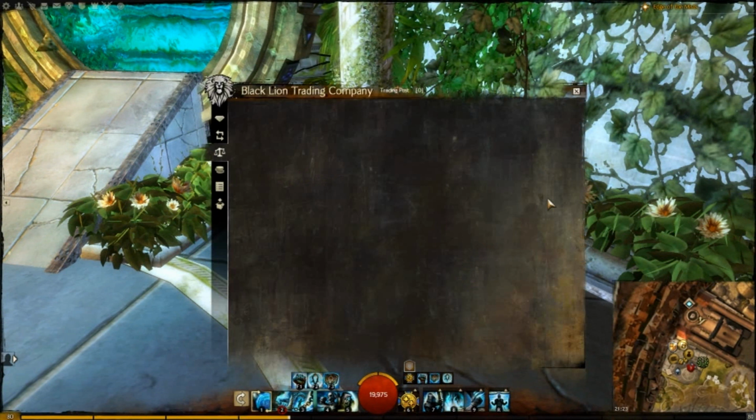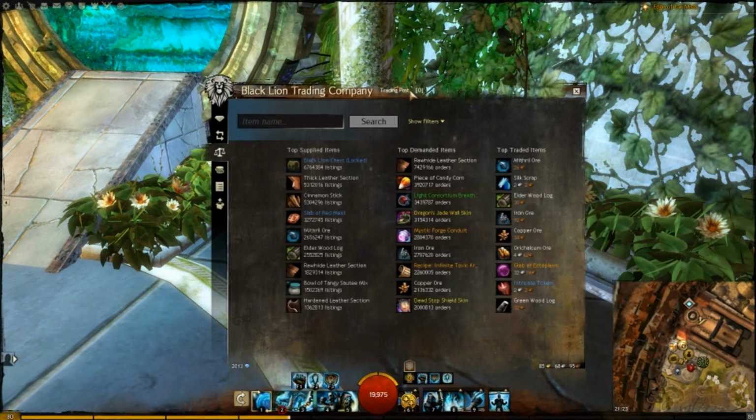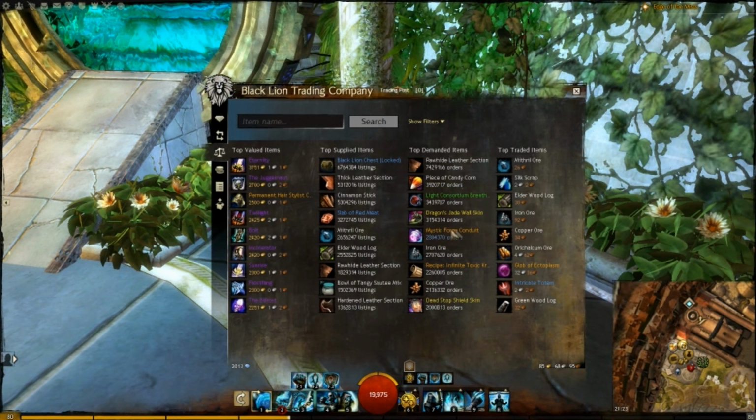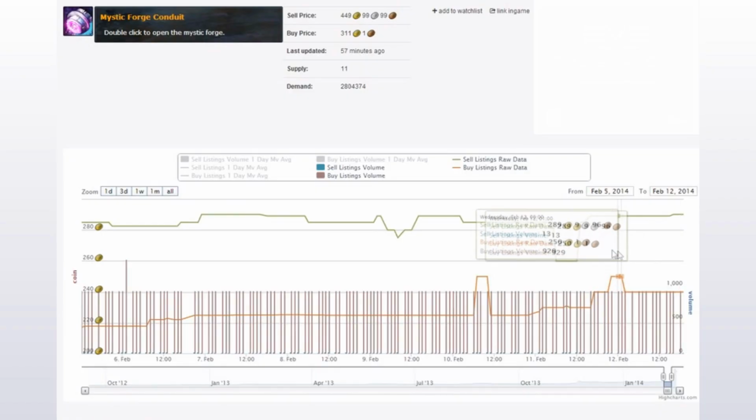If you have used the trading post on the weekend, you may have noticed that the Mystic Forge Conduit was listed in the top traded items. Okay, so what happened? Let's have a look in the past. Before the 13th February, there were around 13 items listed for around 300 gold, and there were around 900 buy orders at around 240 gold.